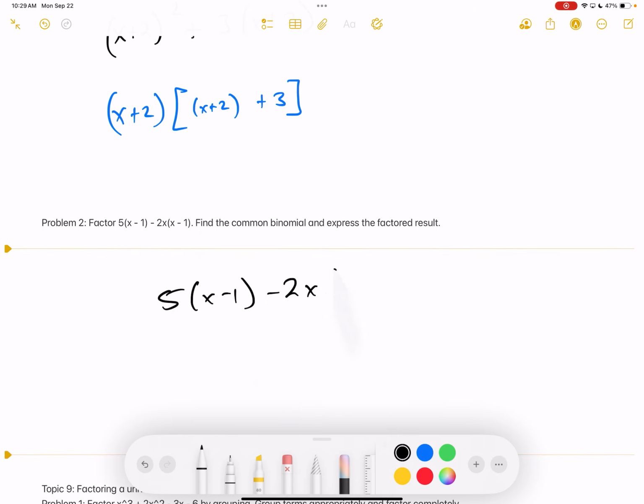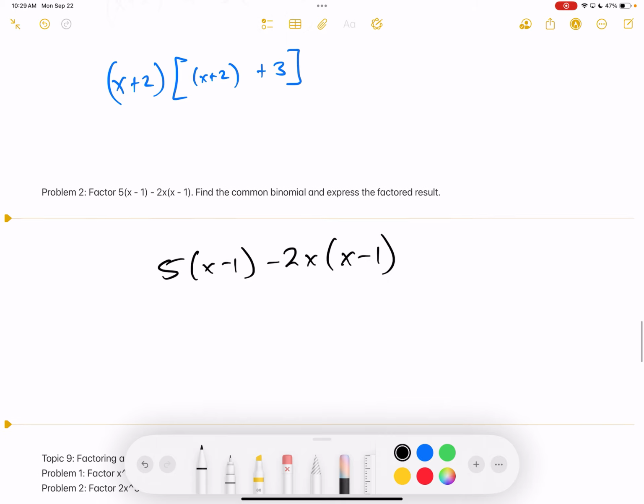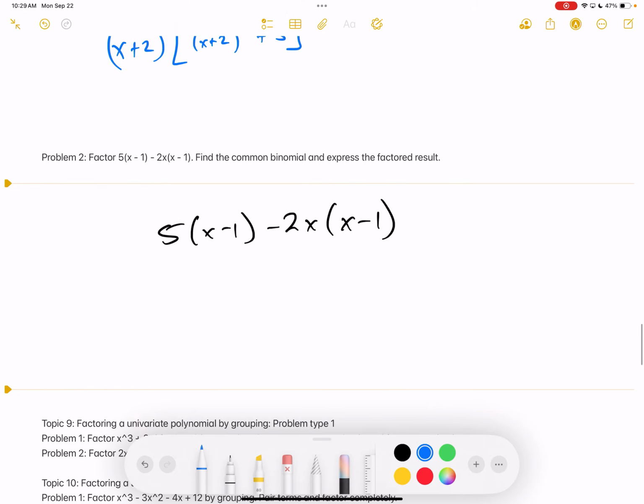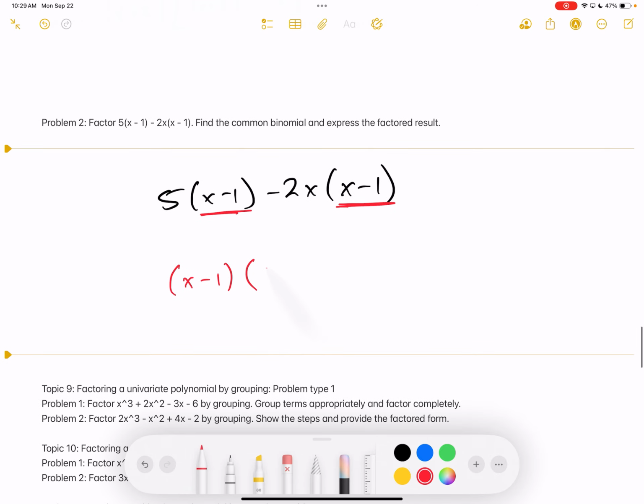This is what it will look like on Wednesday, something like this. But the way that I think about this when we do it, and I'll say it because it will come, they both have an x minus 1, right? So if I factor out an x minus 1, that leaves me with a 5. I'm going to write a different color here real quick. That leaves me with a 5 and a negative 2x.